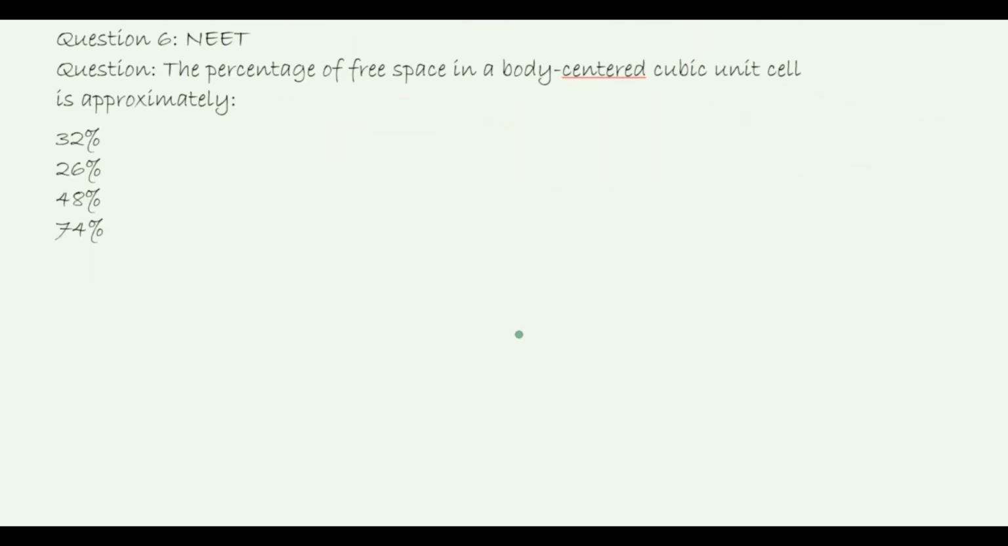Then the percentage of free space in a body-centered cubic unit cell is approximately? Free space means what remains apart from the packing efficiency. What is the packing efficiency of BCC? That is 68, right? For FCC, that is 74. 68. So 100 minus 68, which is 32.